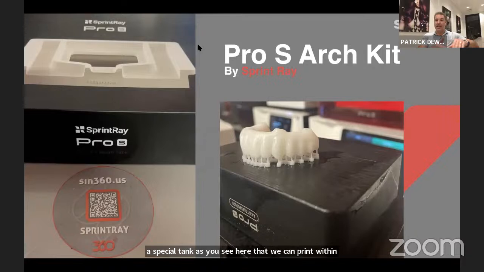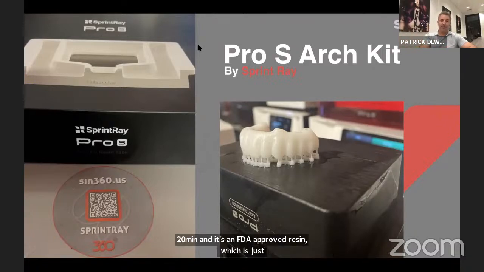And again, let's come back to the importance. Our goal is to deliver a set of teeth to these patients in a very timely manner, as fast as possible, without sacrificing quality or strength. So there's a couple reasons why this is very, very appealing right now, is because they have this ability to deliver up to 3 to 4 arches on a printed scenario in under 20 minutes. And it's an FDA approved resin, which has just recently been approved for final use.